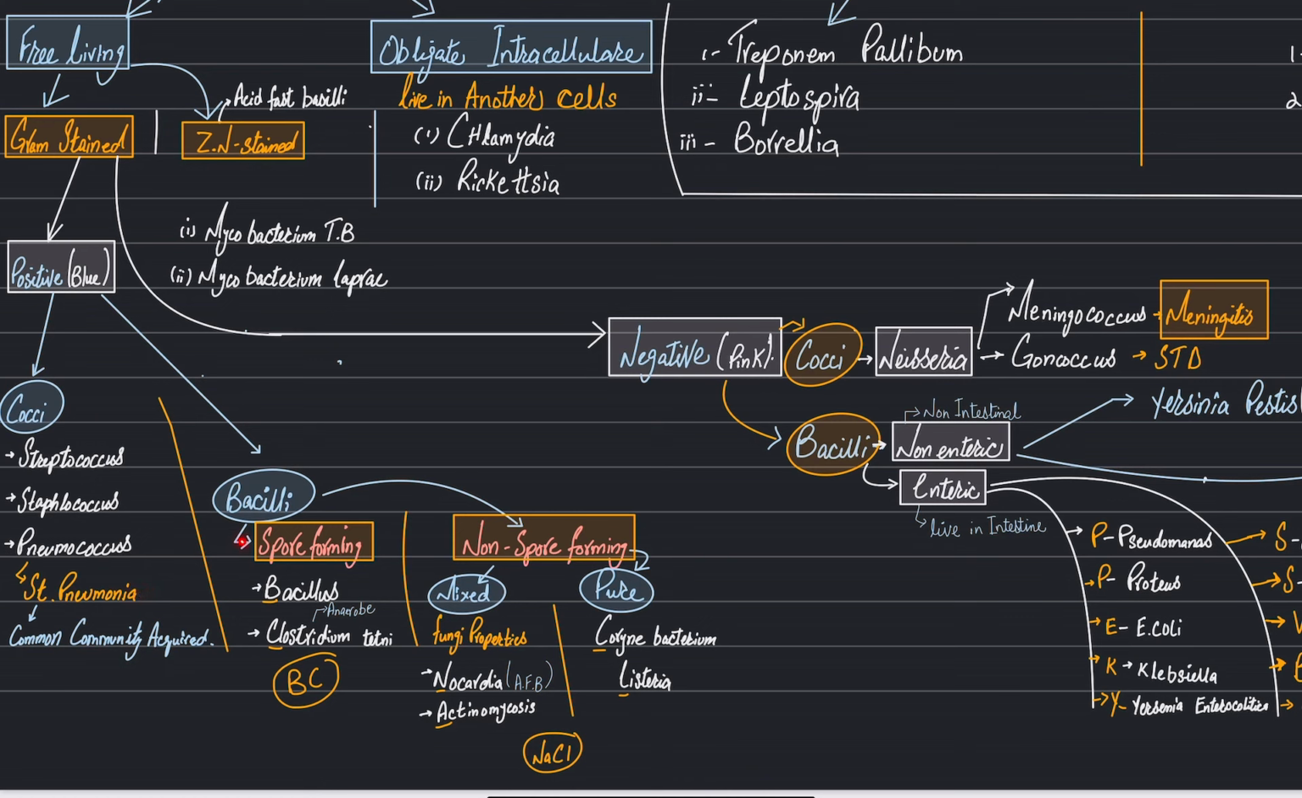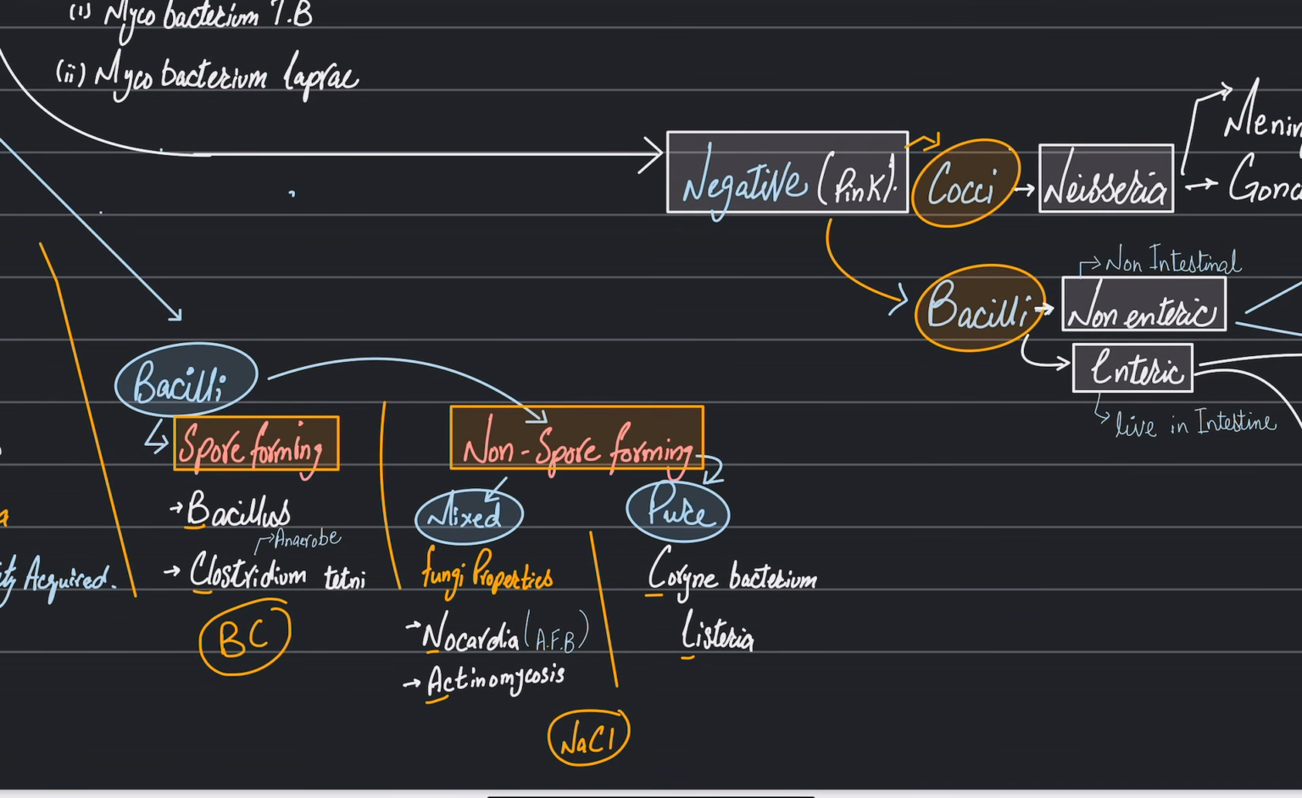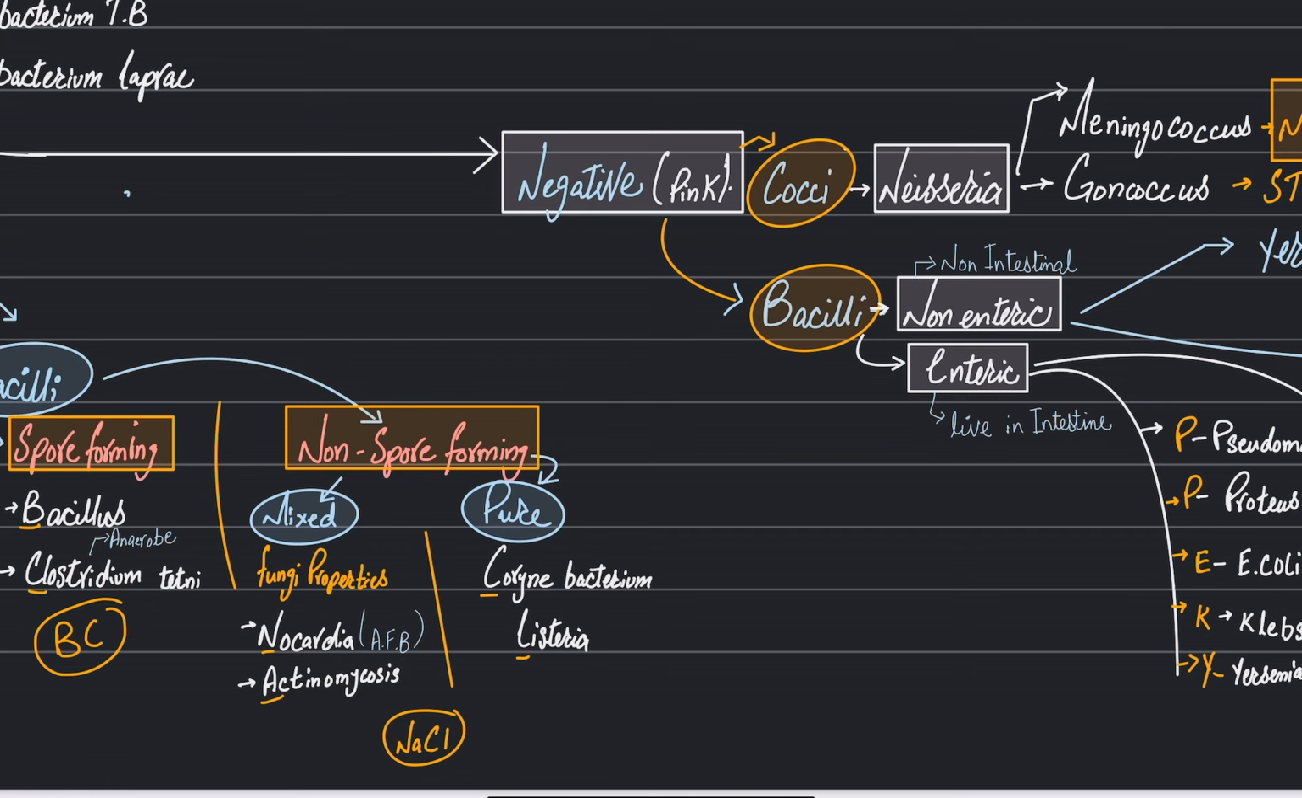And bacilli has two types: spore forming and non-spore forming. The spore forming are Bacillus and Clostridium tetani, and Clostridium is anaerobic bacteria. Non-sporing type we can see here mixed and pure. The mixed has fungal-like properties. That's the main thing you have to understand. The first bacteria are called Nocardia and Actinomyces. And Nocardia is also acid-fast bacilli. From the pure form, we know Corynebacterium and Listeria.